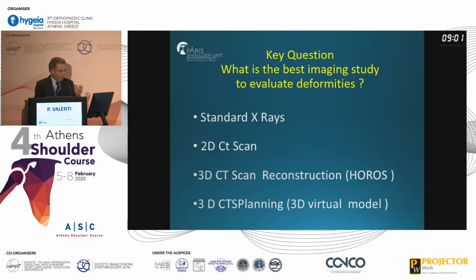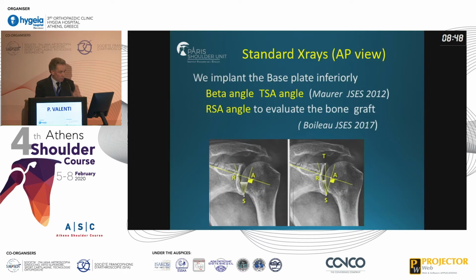So, what do you use? You use standard X-ray, 2D CT scan, 3D CT scan with OROS. This is a system that everybody can use, or automatic system with a 3D CT planning. So systematically we do a CT scan, and I think that is very important to measure the beta angle or the reverse angle. Depends of the size of your prosthesis.